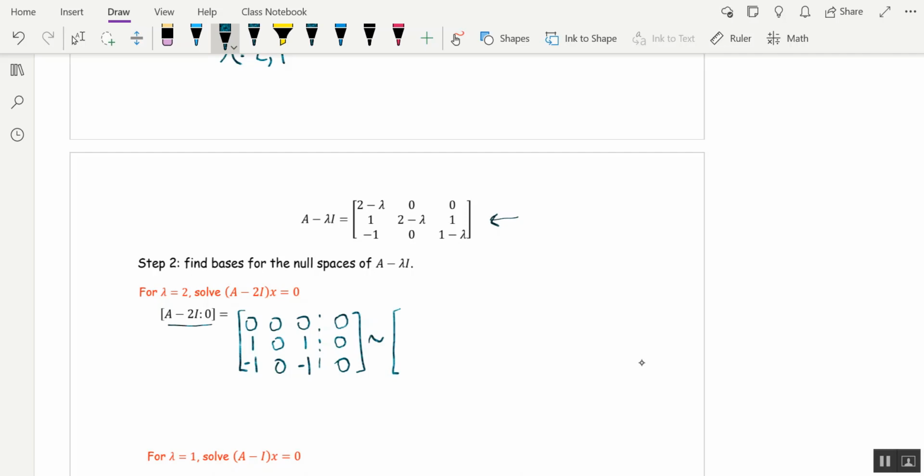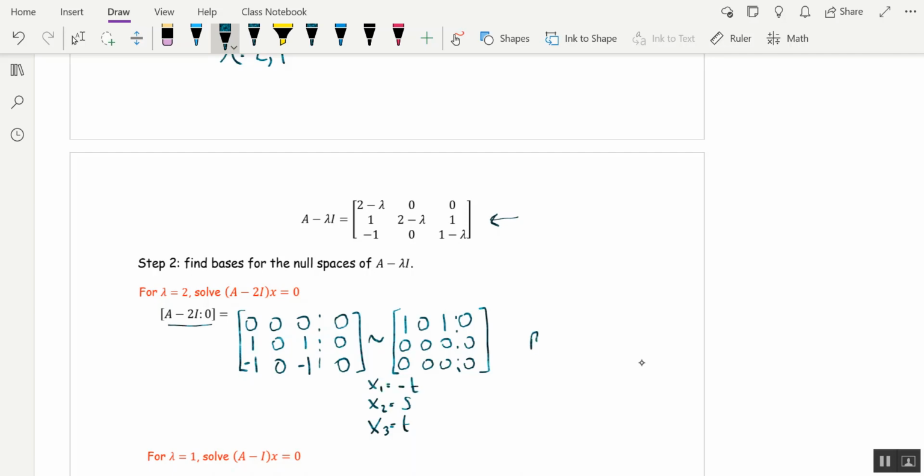Take the second row, kill the third row, and then take that second row and move it up to the top. So I'm only going to get one non-zero row, and literally everything else is zeros. All right, so x3 is free, that's t. x2 is s, that's also free. And x1 is negative t.